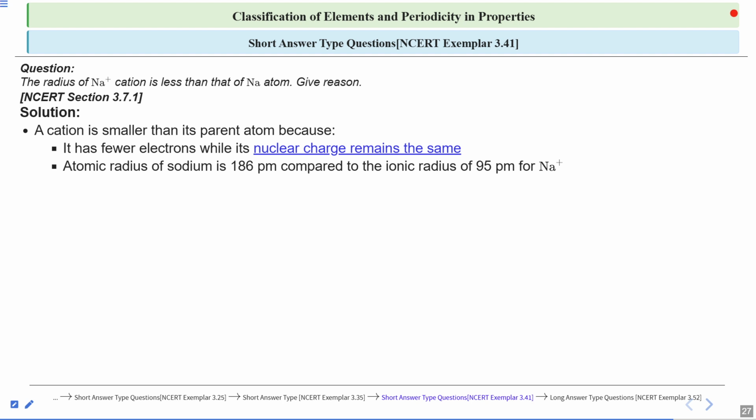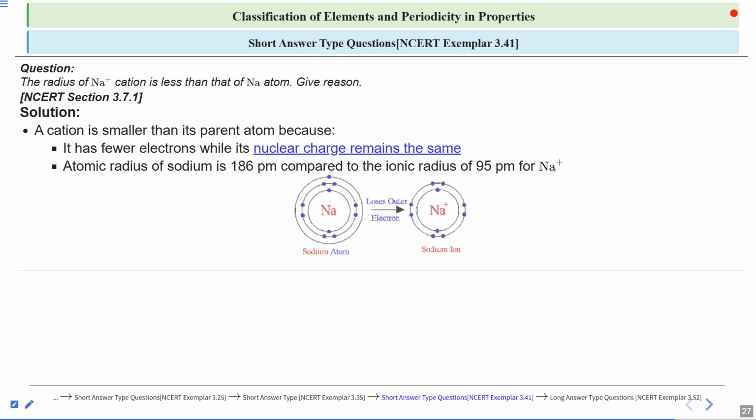Okay. So for your information, I am giving this factual data that the atomic radius of sodium is 186 picometer. In case of the sodium plus, it becomes 95 picometer. So this is the reason why your cation is smaller than the parent atom of sodium. You can see it very clearly in this pictorial representation also. Moving on to the next question.